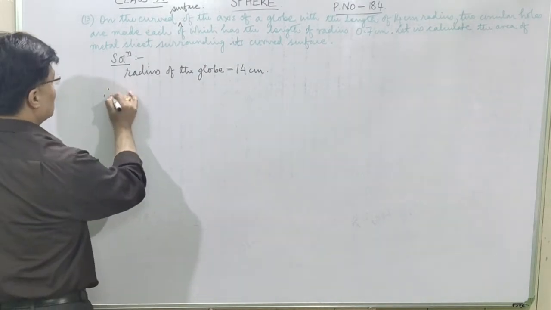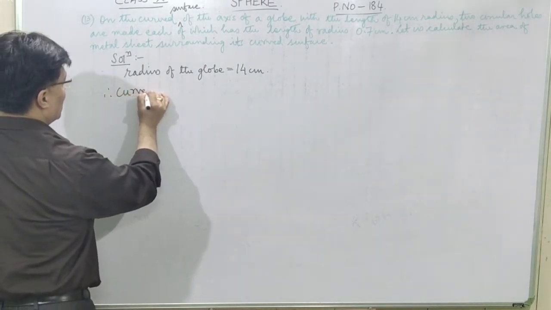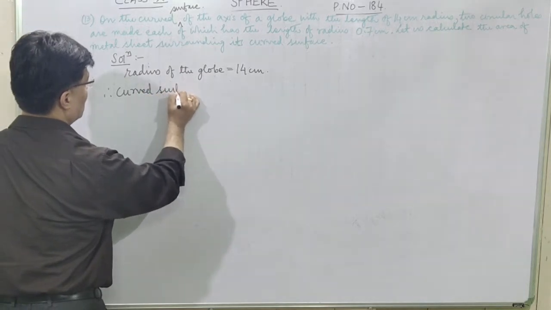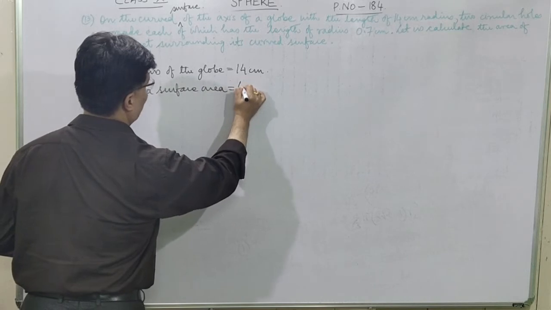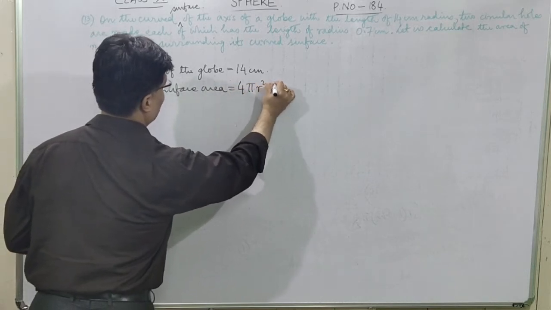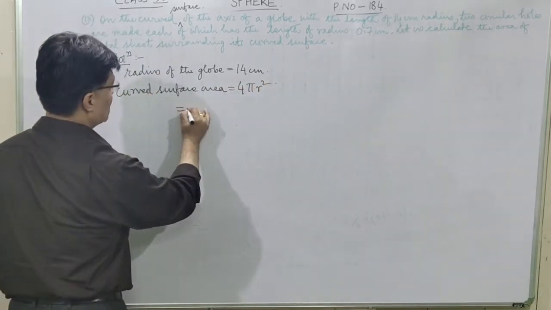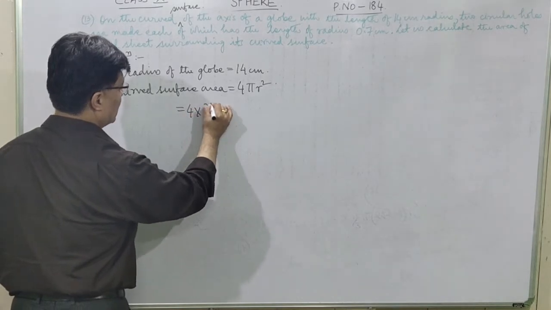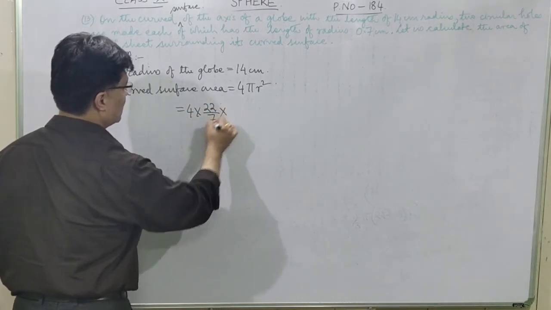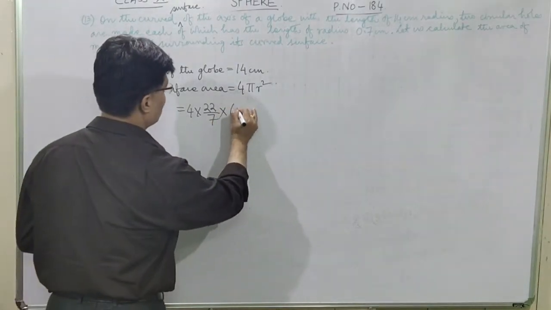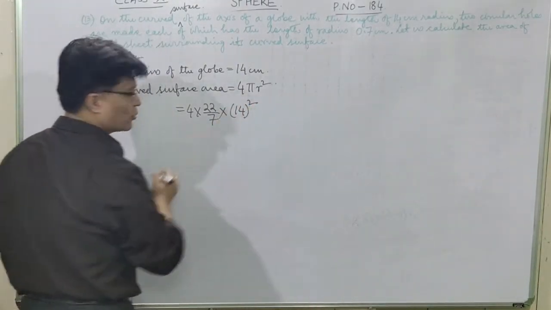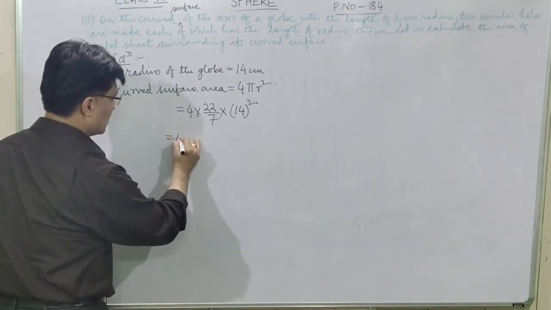So let us find out its curved surface area. Curved surface area is equal to, what is the formula? 4 pi r square, which is equal to 4 into, what is pi? This is 22 by 7. You know the formula for pi, which is 22 by 7. And what is radius whole square? It is 14 whole square, right? So let us simplify it.